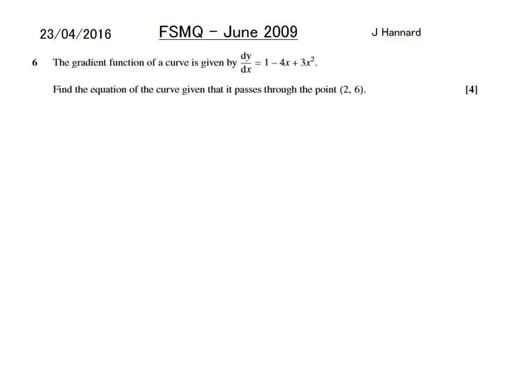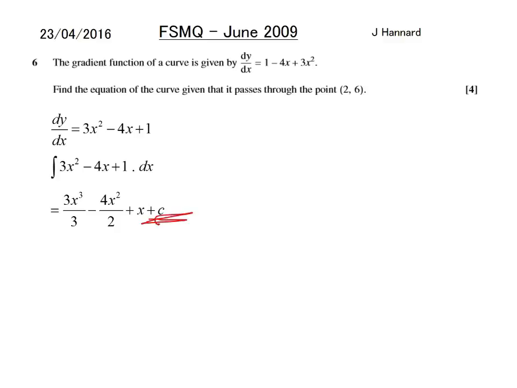Question 6. The gradient function of a curve is given by dy/dx equals 1 minus 4x plus 3x squared. Find the equation of the curve given that it passes through the point (2, 6). Well, to get from dy/dx to the equation of a curve, we must do the opposite of differentiation, which is integration. So we integrate with respect to x. And remember, we integrate by adding 1 to the power, dividing by the new power. So we get that. But remember, don't forget your c, because there'll have been a constant there.